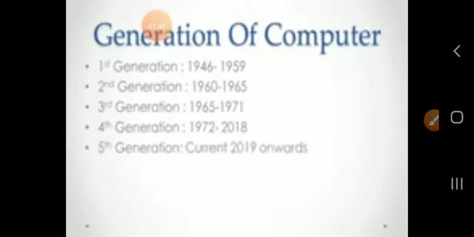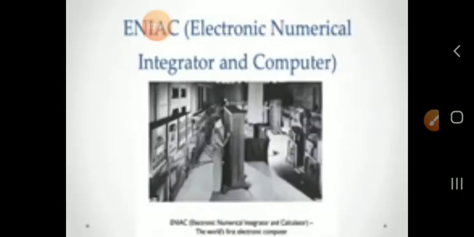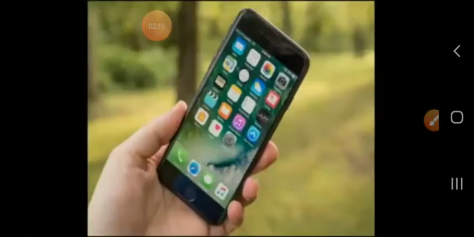This is generation of computer. So far, four generations are over. Fifth generation is going on, that is the current generation. This is ENIAC or Electronic Numerical Integrator and Computer. That was the first computer. This is our mobile, in that we can get everything.